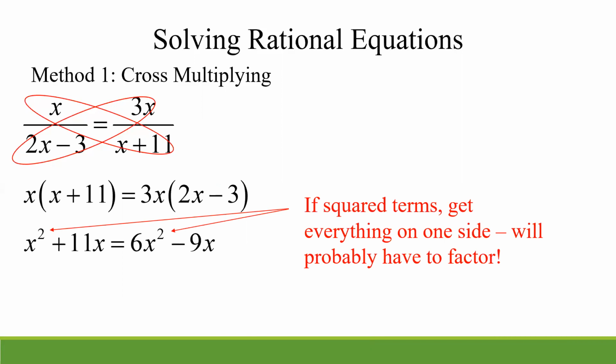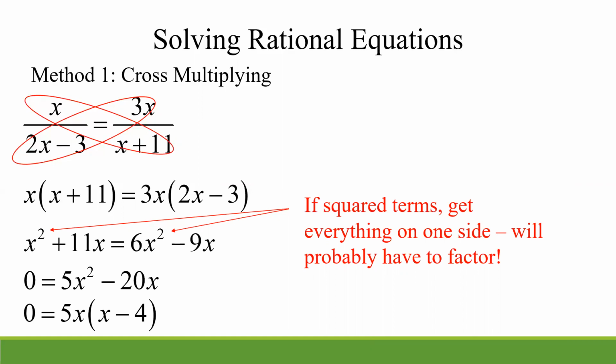Okay, so in this case, I'm going to gather everything on the right-hand side. So I'm going to subtract x squared. I'm going to subtract 11x. And that's going to give me 0 equals 5x squared minus 20x. And of course, here, just like I said, we're going to have to factor that. But this is just a GCF. So notice our GCF is 5x. If I pull a 5x out, that means I got the x minus 4 left over.